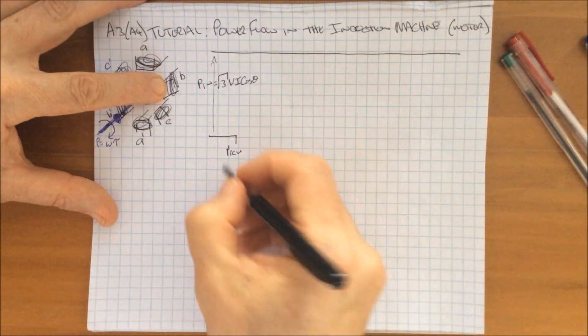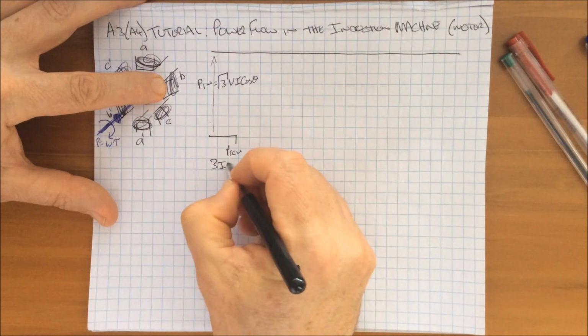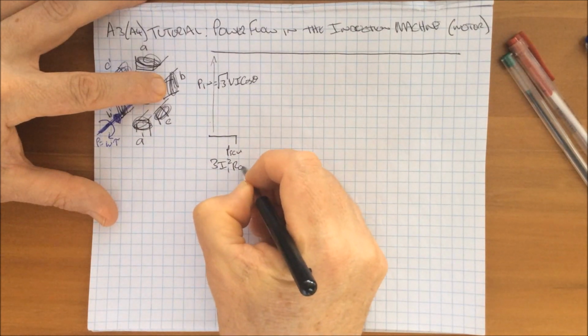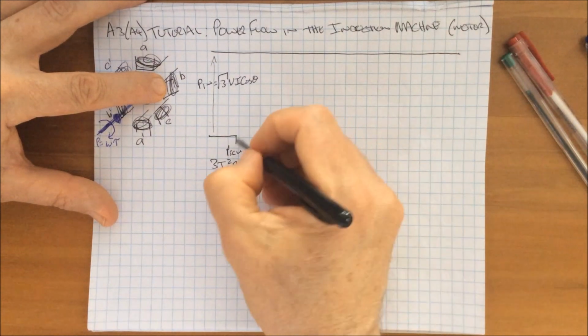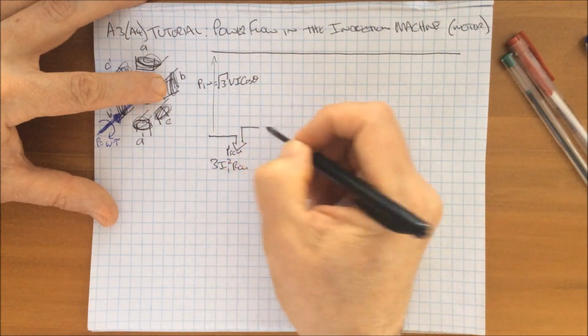And that can be found pretty straightforward. It's 3 times the current squared in the rotor times the resistance, the copper resistances. And so that will give us our first power loss there.